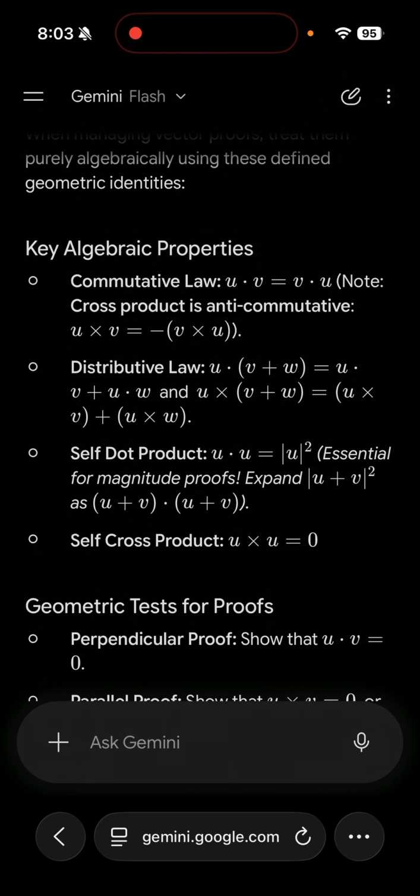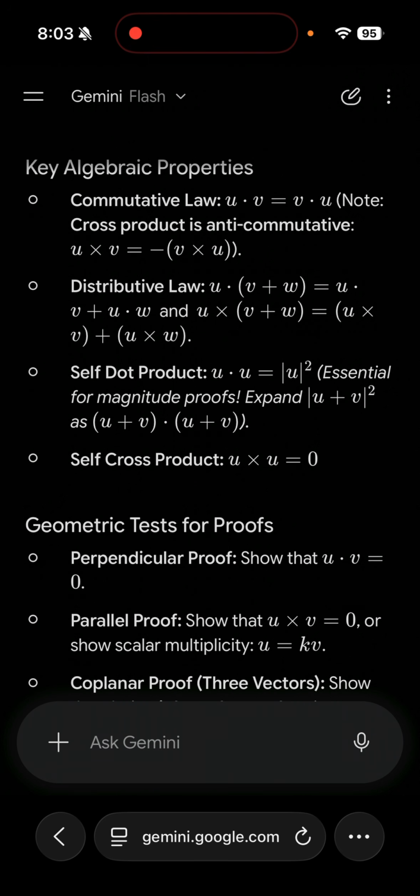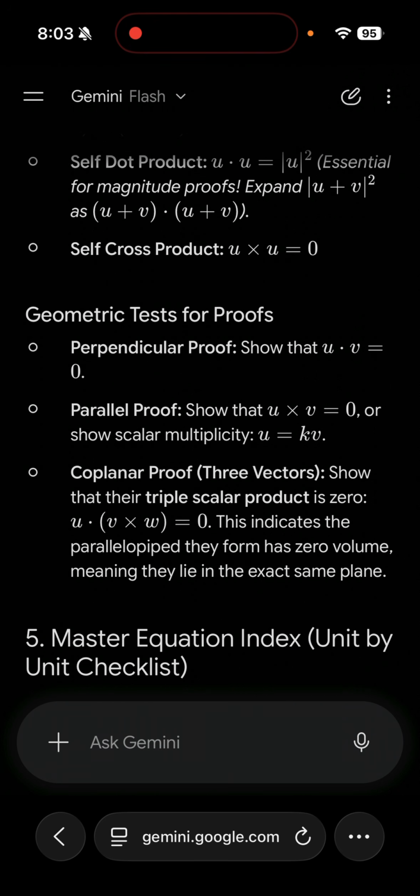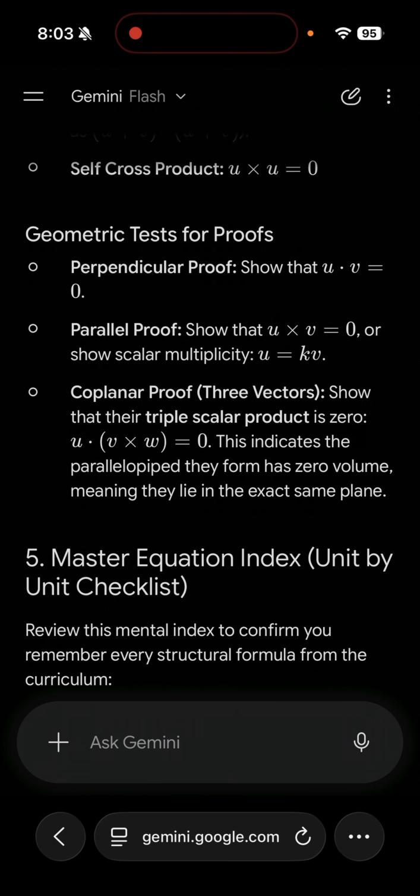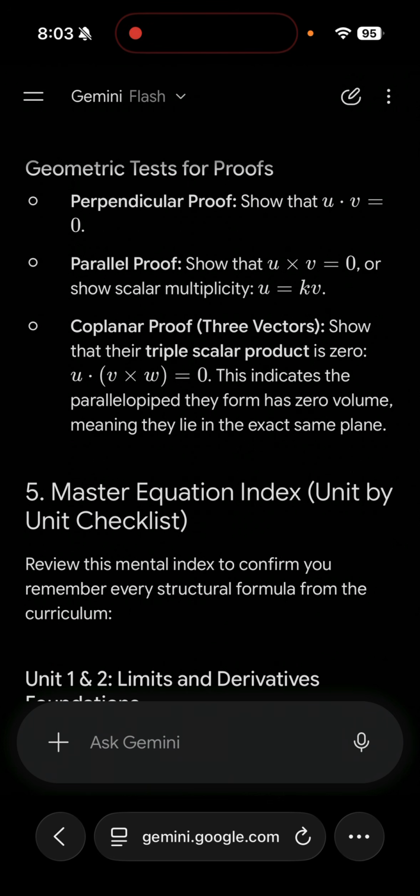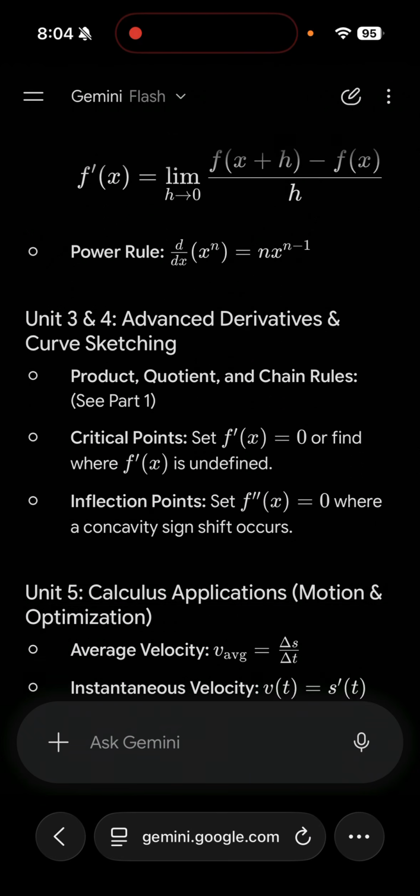Commutative law: u dot product v equals v dot product u. Cross product is anti-commutative, so u cross product v equals negative v cross product u. Parallel proofs: show that u cross product v equals 0, or show scalar multiples, so u equals k times v. Coplanar proofs: show that the triple scalar product is 0, so u dot product v cross product w equals 0. This indicates the parallelepiped they form has 0 volume, meaning they lie in the same exact plane.